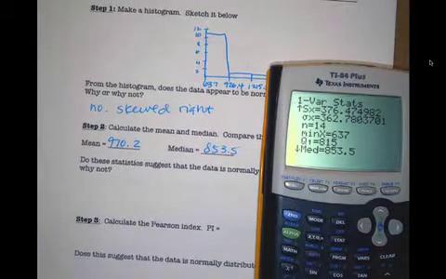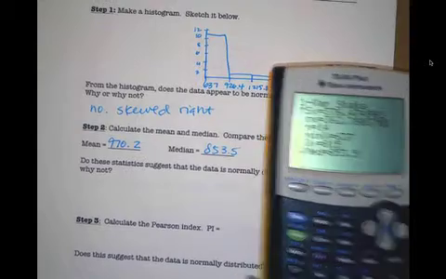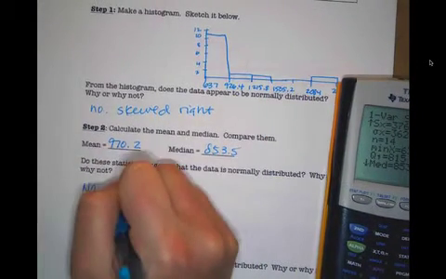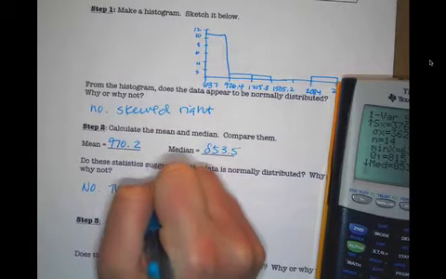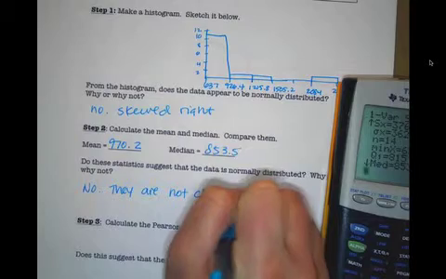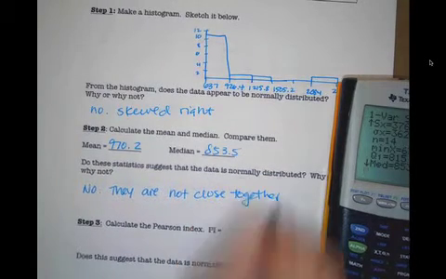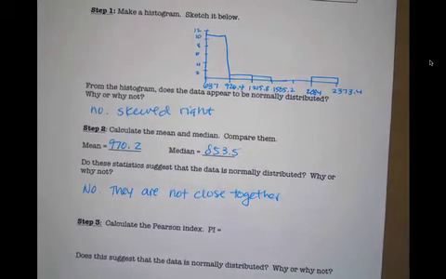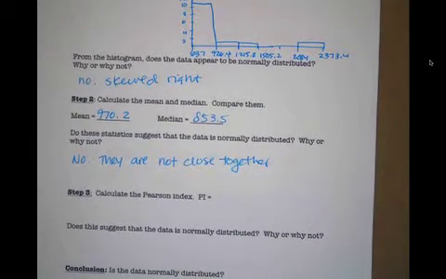Okay, so do those suggest that the data is normally distributed? Why or why not? We would say no, because they are not close together. So if that data is symmetric or normal, the mean and the median should line up, but they do not here. They're pretty far apart. Okay, so it's looking like we've got something skewed, something that's not normal.